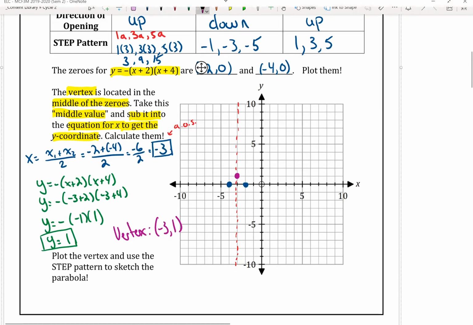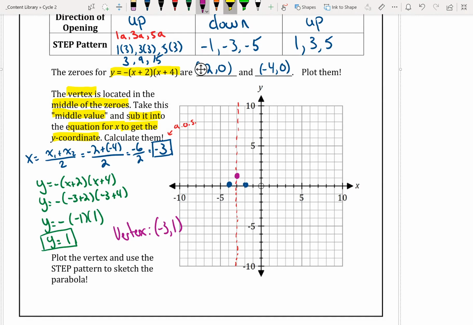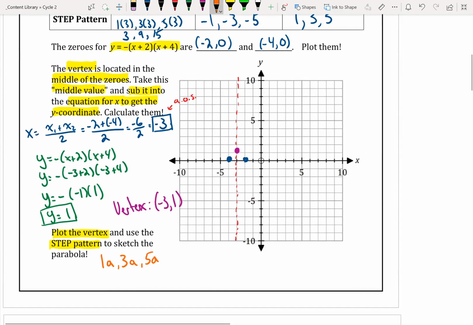Now the last step I can do is, I've plotted the vertex already, and I'm going to use the step pattern to sketch the parabola. So remember, our step pattern follows the pattern of 1a, 3a, 5a. If I go back up to my original equation, the a value is negative 1, so that becomes 1 times negative 1, 3 times negative 1, 5 times negative 1, which gives me a step pattern of negative 1, negative 3, negative 5.